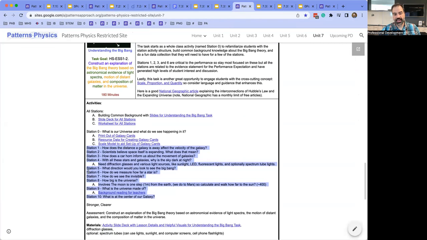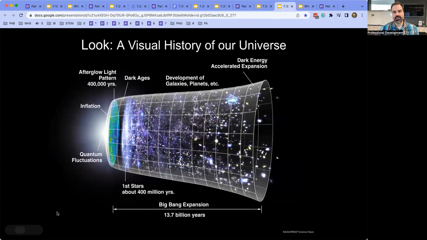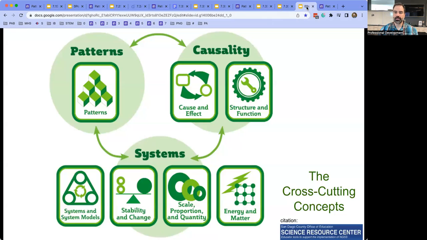Okay, so there are 10 stations and each station is actually pretty good. Some real highlights, though, include the James Webb Telescope. So learning some of the background on that, the James Webb Telescope is putting out images all the time. So students know about it, and if they don't, we certainly want them to. So again, great station, and it just makes for a great couple of days. And then it culminates with them creating an argument for evidence of the Big Bang.